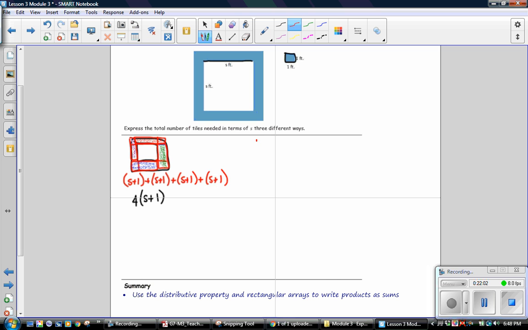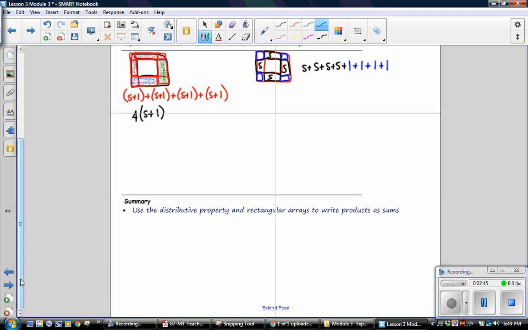Another way that we can write it, let's draw another fountain. And this time we're going to label according to s. So we know that this section is the length of s. This is the length of s. This is the length of s. And this is the length of s. So we have s plus s plus s plus s plus 1 plus 1 plus 1 plus 1. So here we have 3 different expressions to calculate the total area.